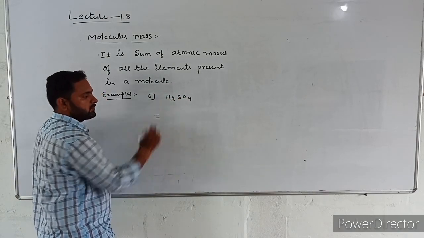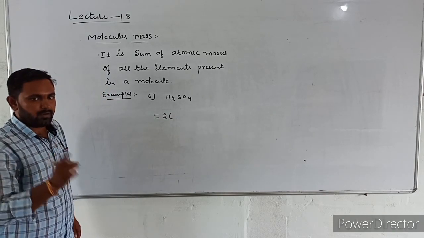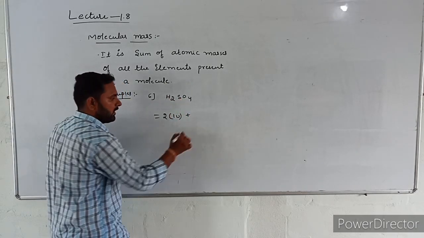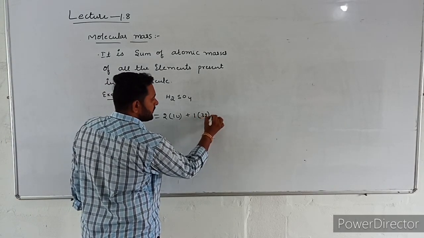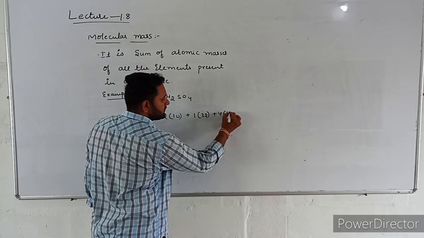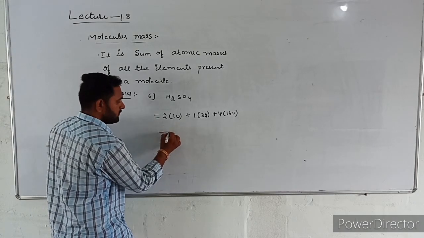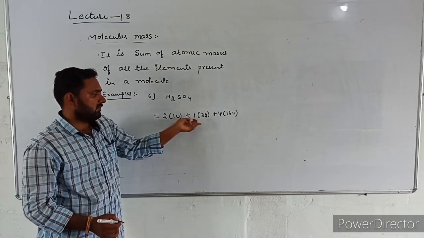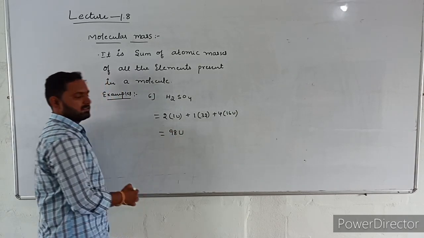Now, how many hydrogen atoms are there? There are 2 hydrogen atoms. What is the atomic mass of one hydrogen? 1 U. Plus, how many sulfur atoms are there? 1. What is the atomic mass of sulfur? 32. Next, how many oxygen atoms are there? 4. What is the atomic mass of one oxygen? 16 U. Now you simplify this: 2 × 1 + 1 × 32 + 4 × 16. If you calculate this, you will get 98 unified mass.